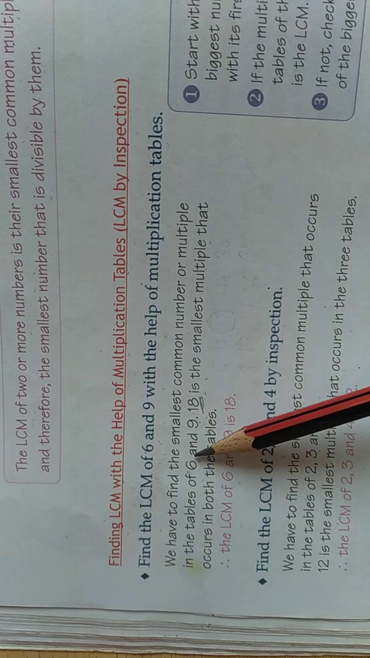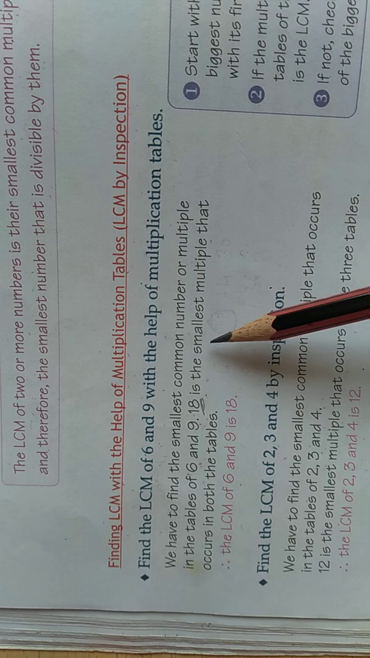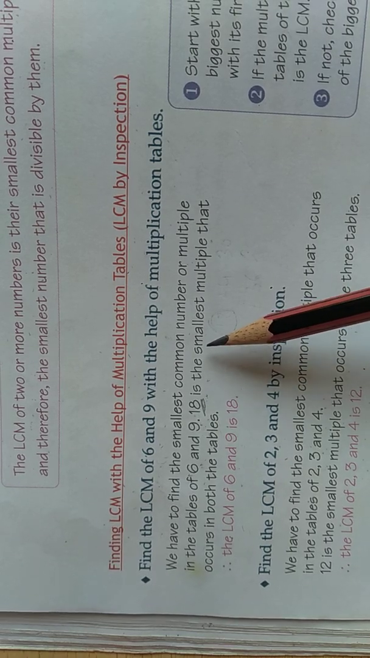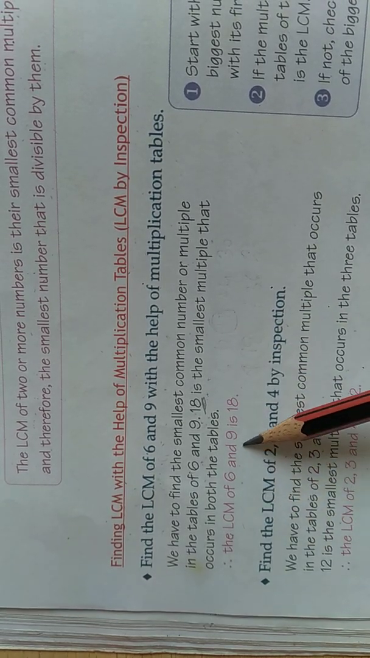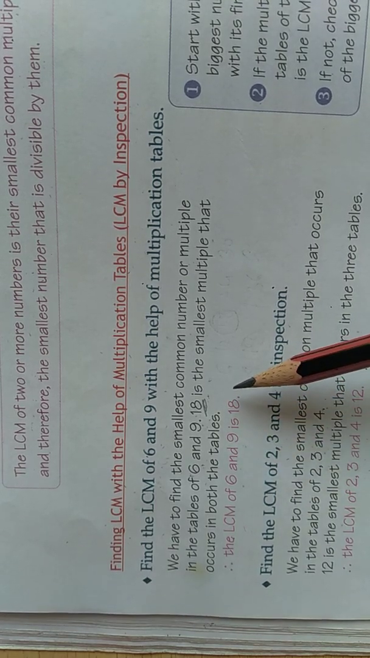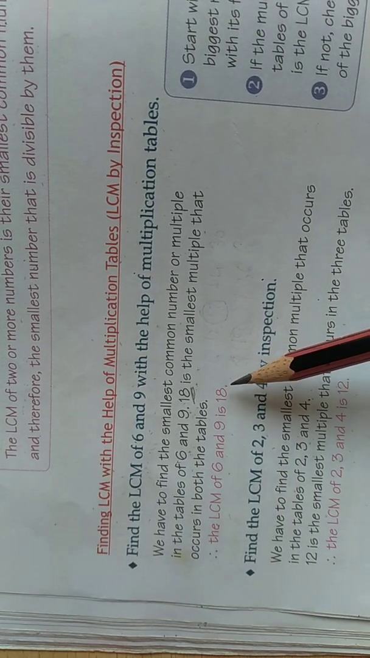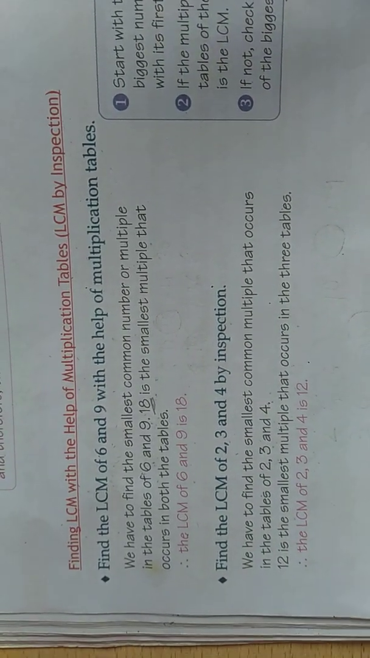In the table of 6 it is 3 times and in the table of 9 it is 2 times. So 18 is the common multiple. So the LCM of 6 and 9 is 18. So the least, smallest common multiple of 6 and 9 will be 18. Let's move to the next.